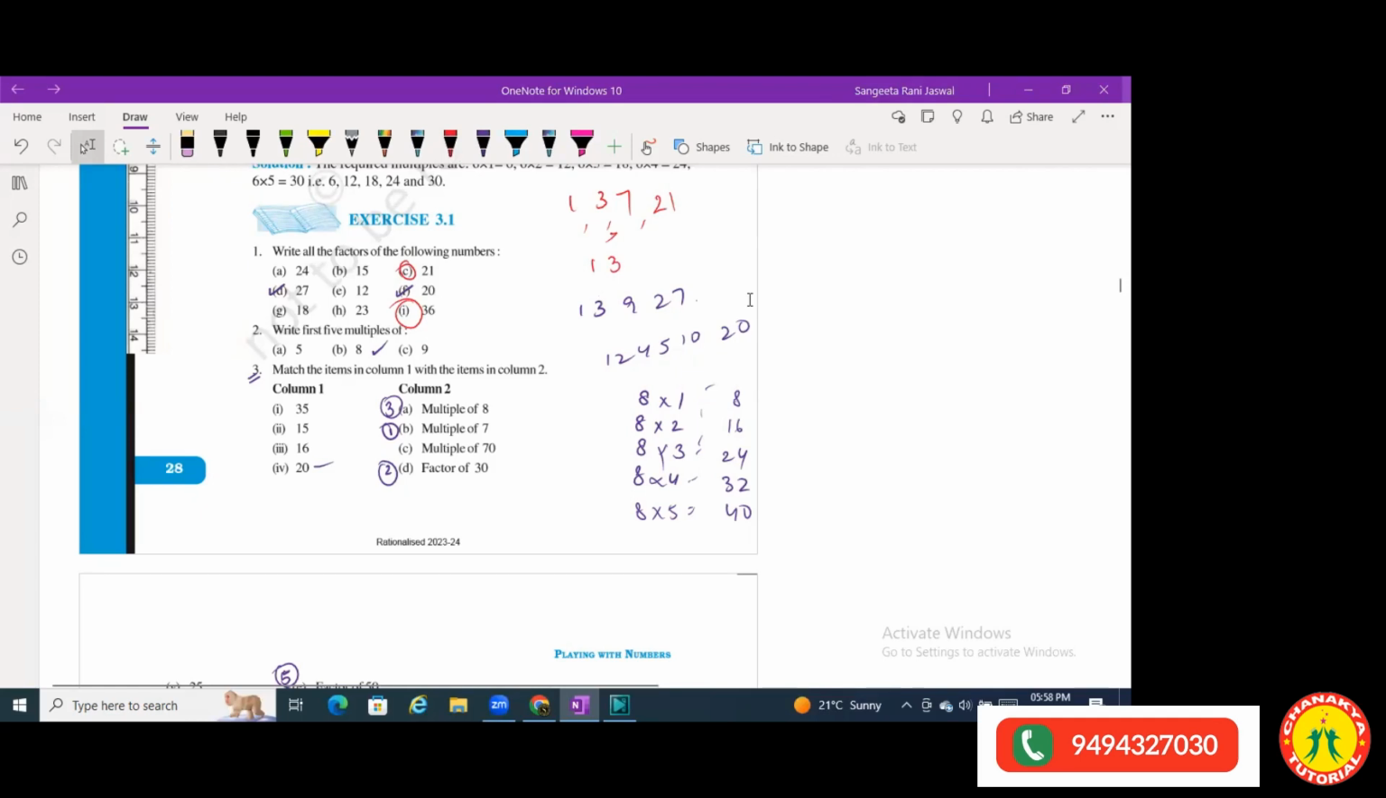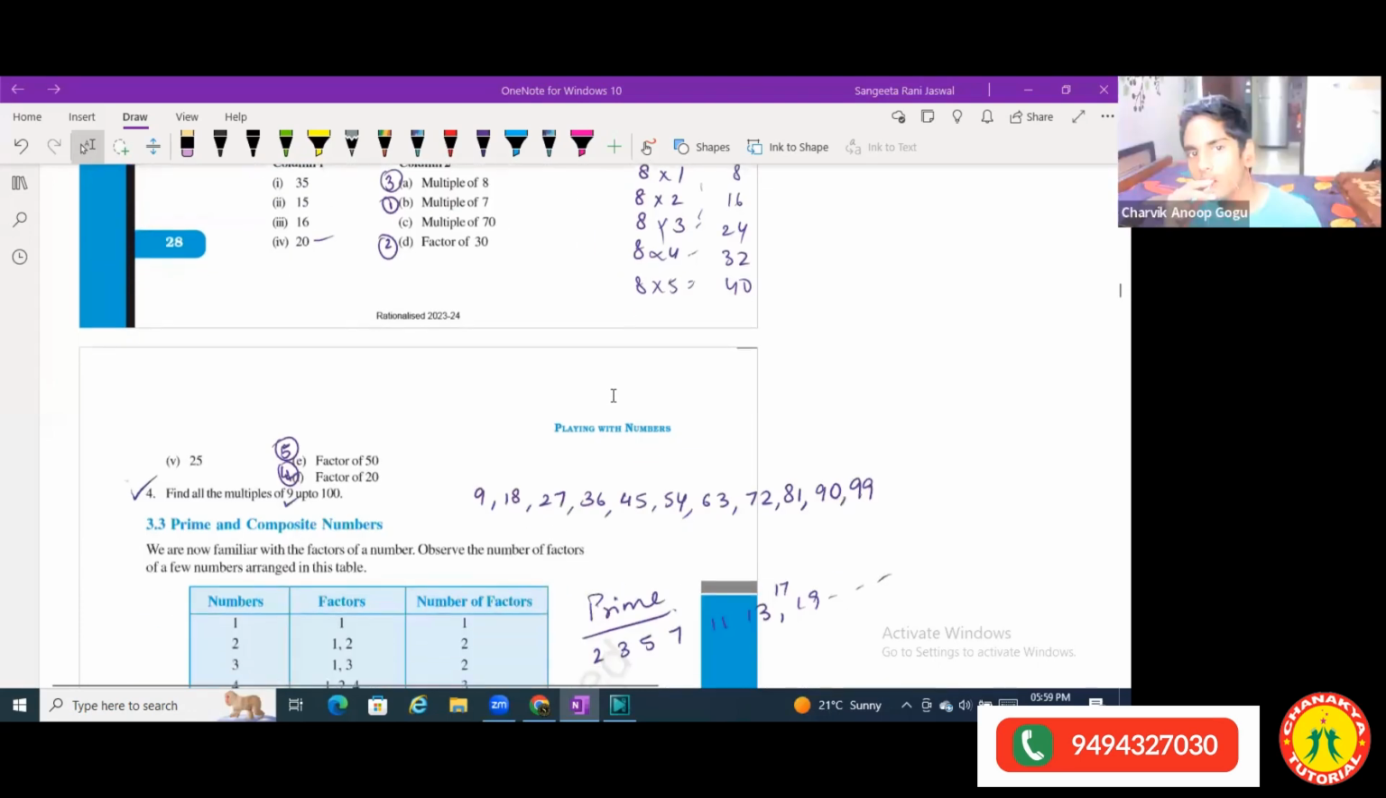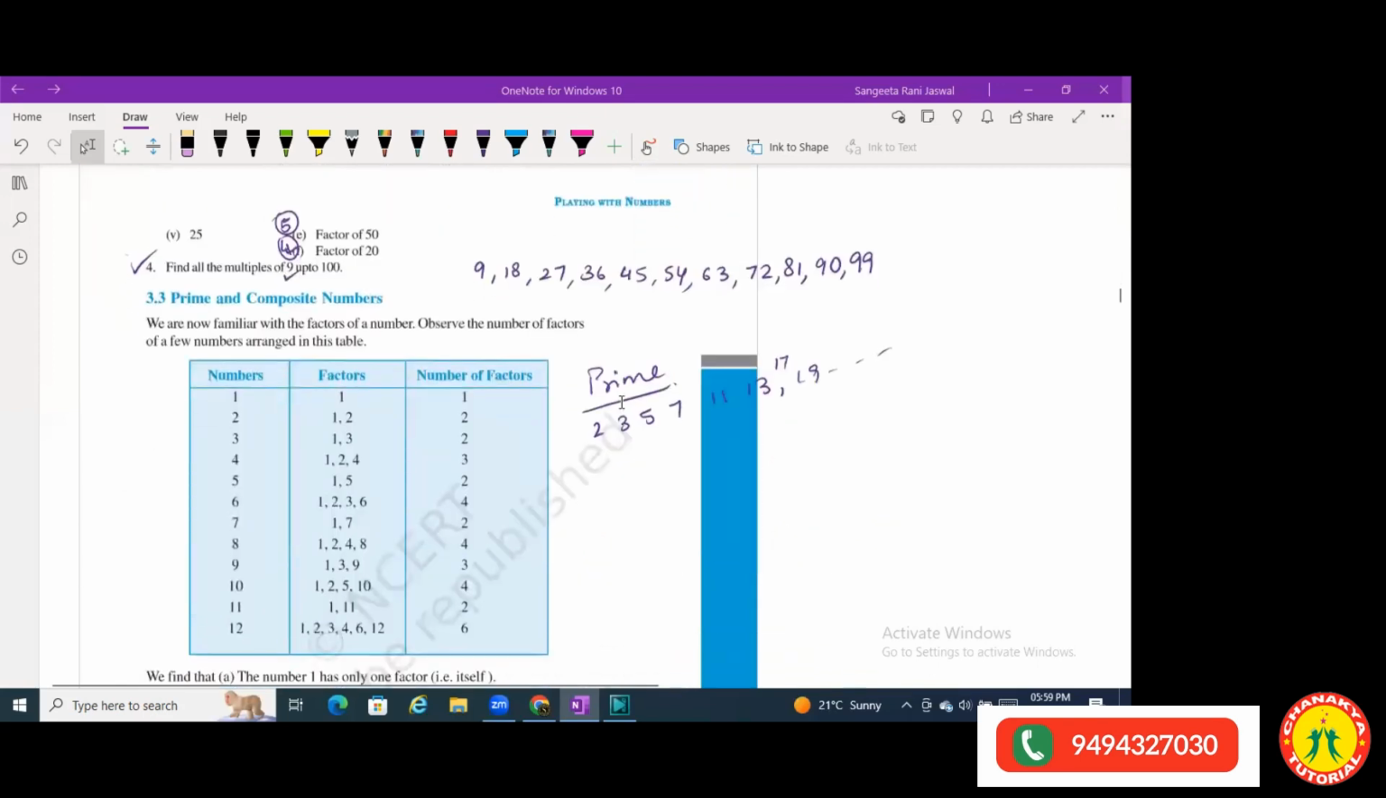Okay, 1, 2, 3, 4, 6. That's right. 12 also. There are more, 12 also. And 36 itself also. 12, 18. Great. Okay.